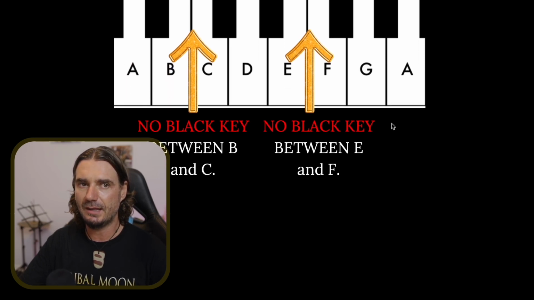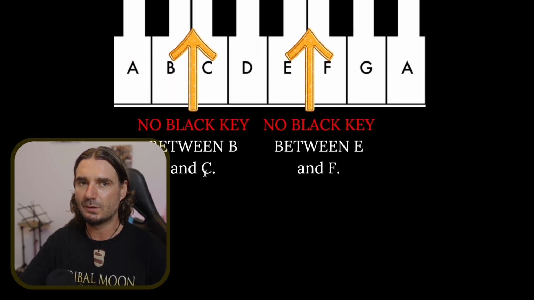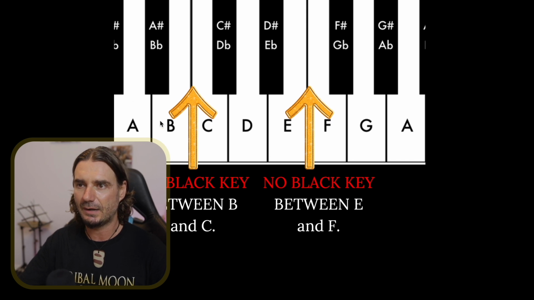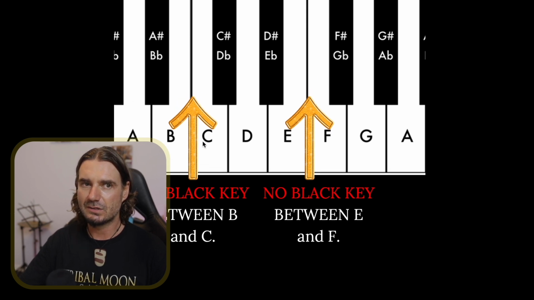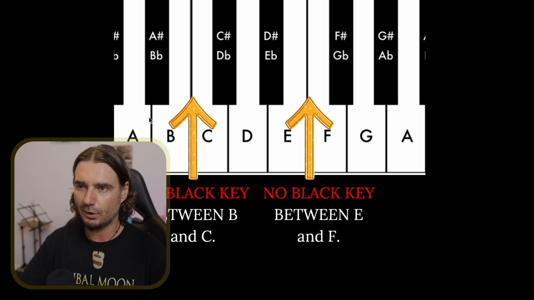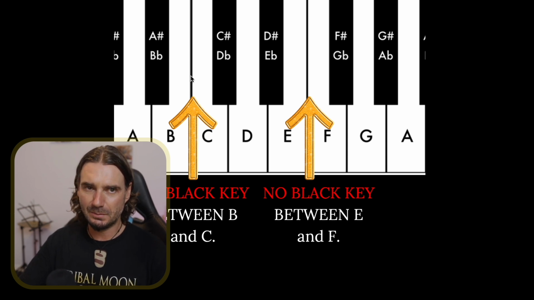So you can see right there, there's no black key between B and C. So there's my keyboard, A, B, C. We just spoke a second ago about A sharp and B, or B flat and A, depending which way you go. But between B and C, you can see there's no black key, and between E and F, you can see there's no black key. Again, I don't have a secret potion, you just need to commit that to memory.